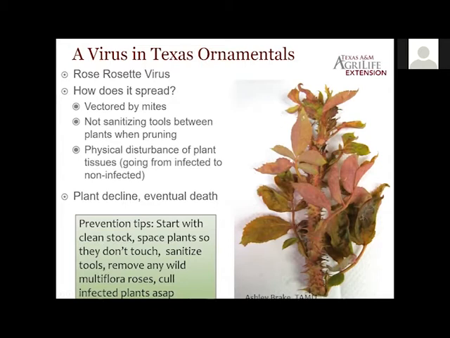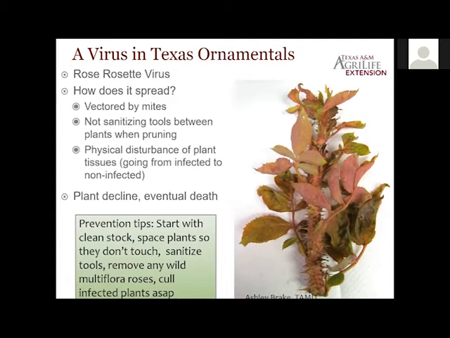And it is spread by mites. So mites feed on plants that are infected, get the virus in their mouth parts, and then go feed on fresh plants and infect them that way. You can also spread this by not sanitizing your tools between plants when you're pruning. So that's an example of mechanical spread.